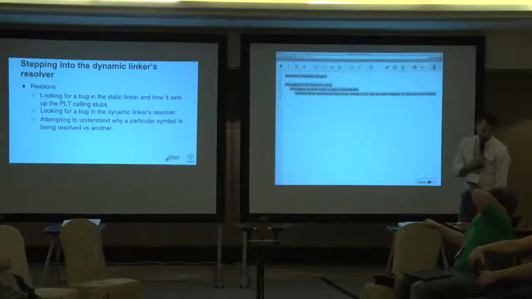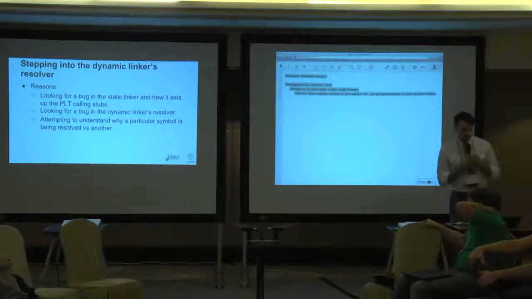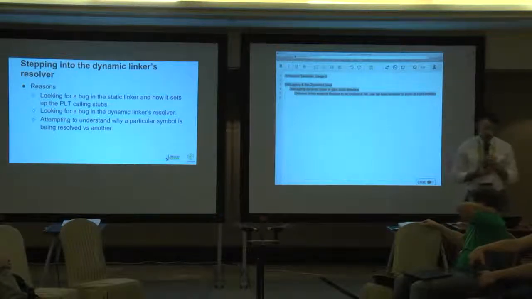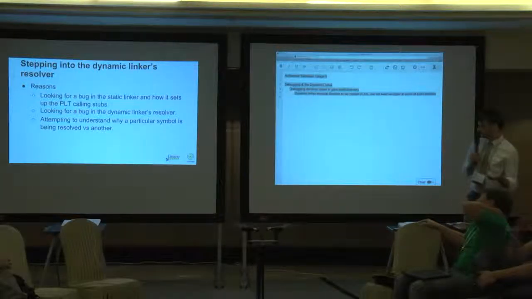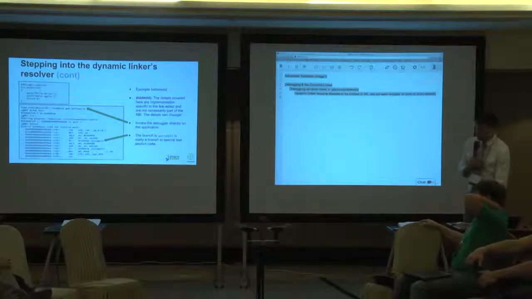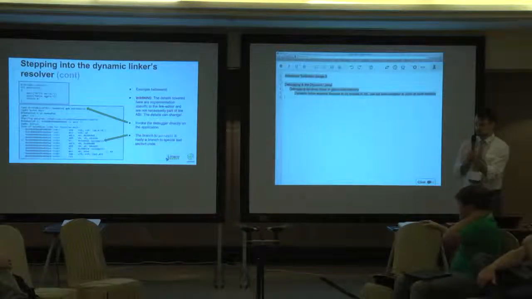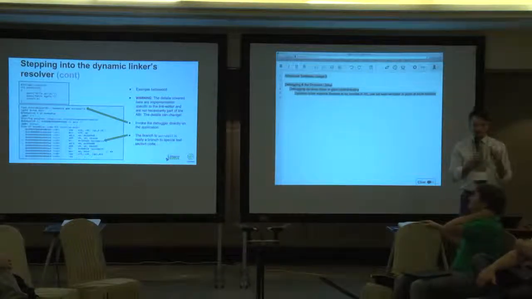The reason you might want to step into the dynamic linker's resolver is you might need to look up a bug in the static linker and see how it sets up the PLT calling stubs. You might want to look for a bug in the dynamic linker's resolver or attempt to understand why a particular symbol is being resolved versus another one. I'm not going to actually look at the resolver. That's pretty heinous code, but we'll look at what is the situation in the application and how does the application get to where it needs to go.